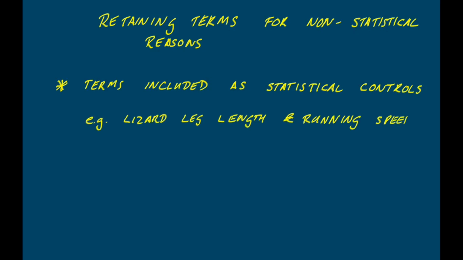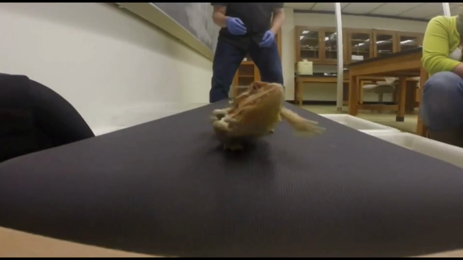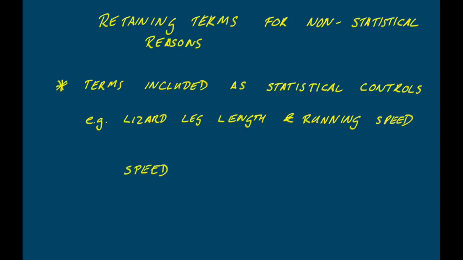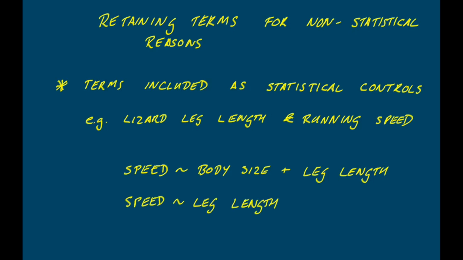Let's say you're studying the effect of lizard leg length on running speed, and you've caught a bunch of lizards, you've measured them, you've measured their body size, and you've made them run on a teeny little lizard treadmill to find out how fast they can run. So you could fit two different kinds of statistical models to your data. You could fit this model, where running speed is explained by body size and leg length, or you could fit a model like this, where running speed is only explained by leg length.